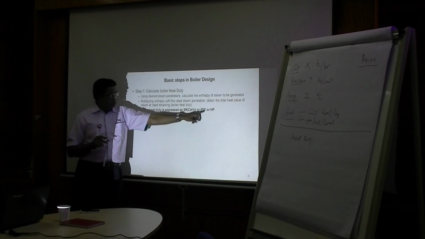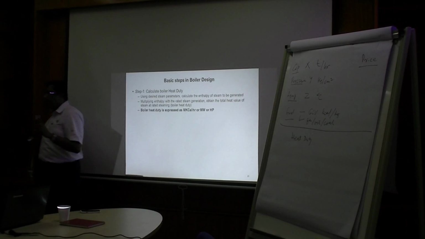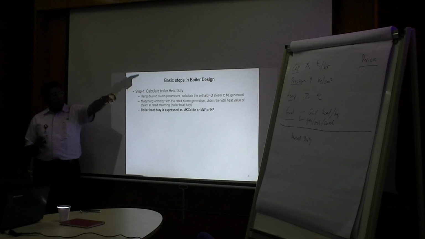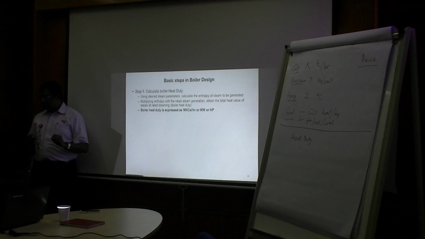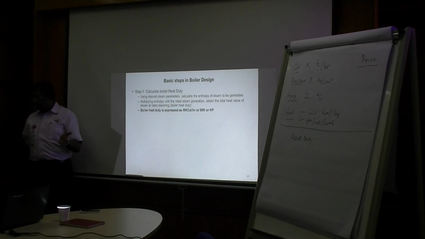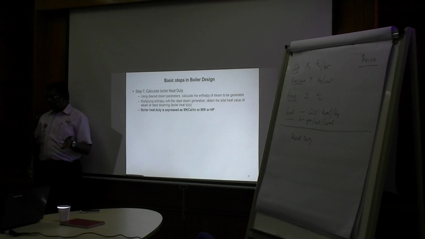I hope you are clear about kilocalories per hour as being different from kilocalorie per kg, because kg is already covered in the tonnage. So this boiler will have to deliver so many kilocalories or so many kilowatts or so many HPs every hour. That becomes the heat duty of the boiler.